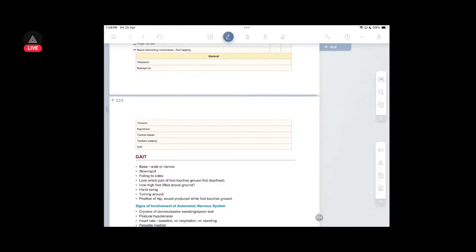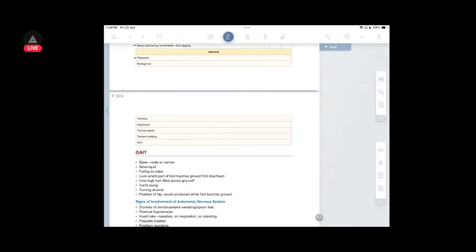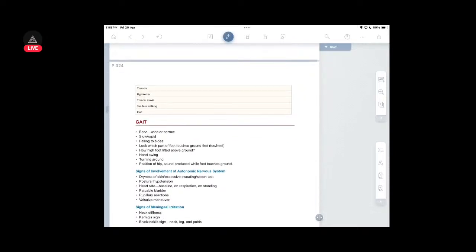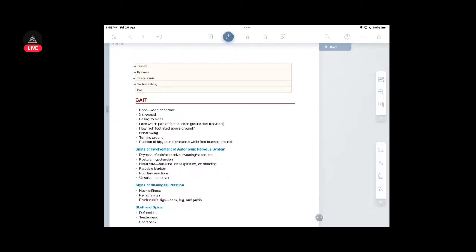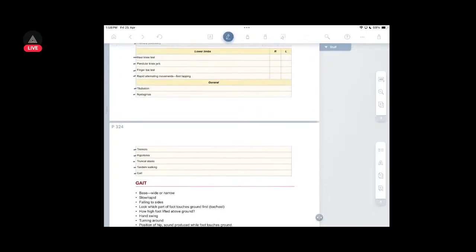In general examination, you have titubation, nystagmus, tremors, hypotonia, truncal ataxia, wandering gait, and tandem walking. All of them you have to check. This is cerebellar.